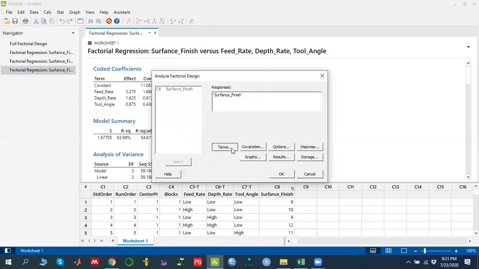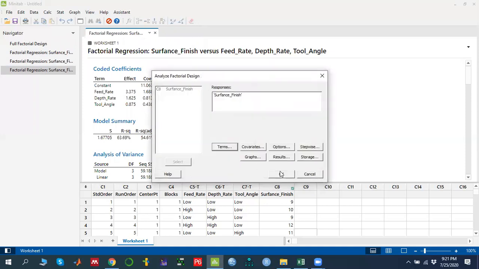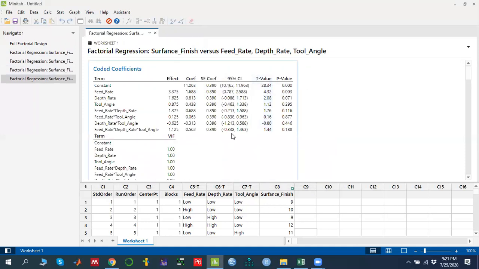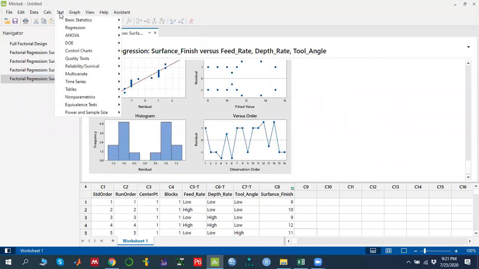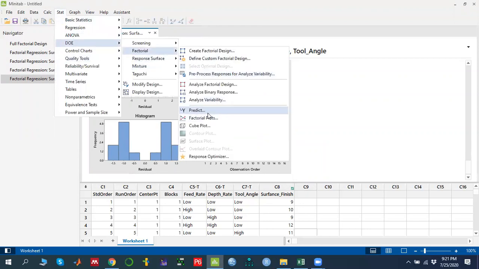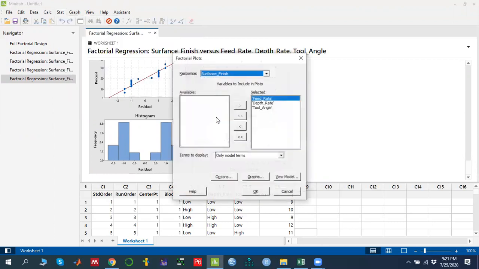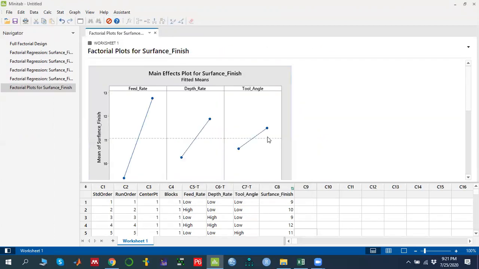So let me analyze again. All three factors, so press OK and again press OK. We have already interpreted it. Now I am going to do the factorial plot. You already know it. If I click on factorial plot, it is only using the model terms, so main effect as well as interaction effect.